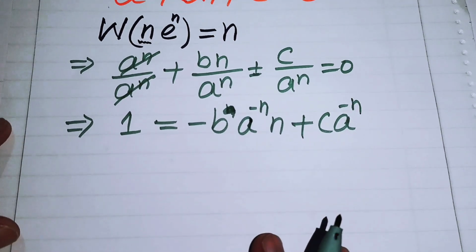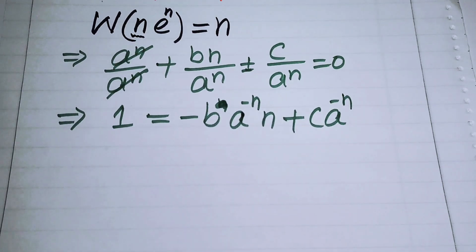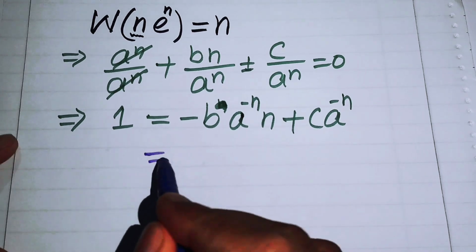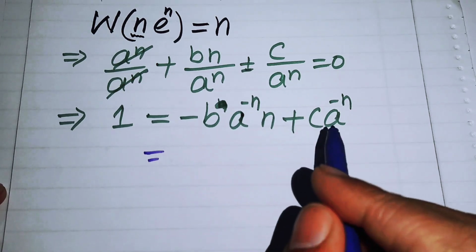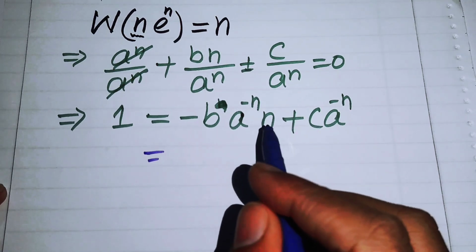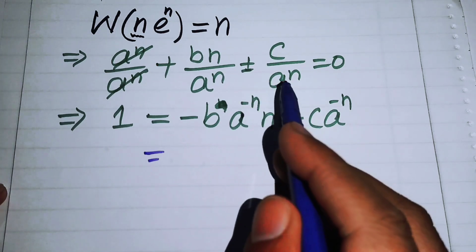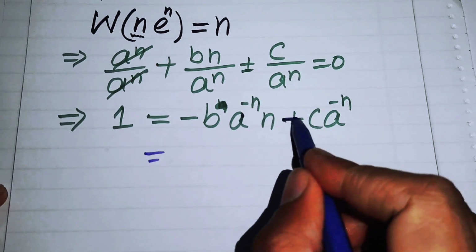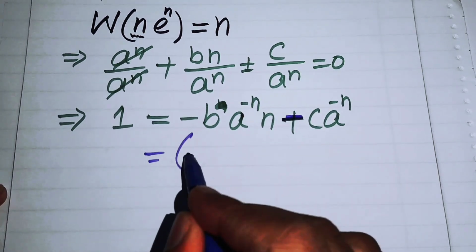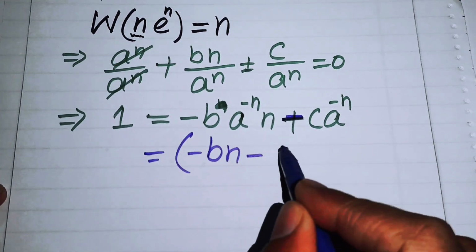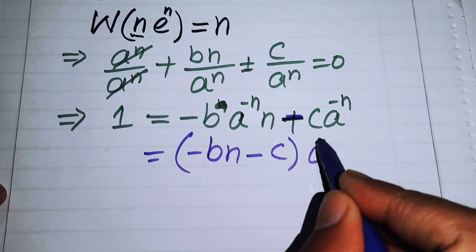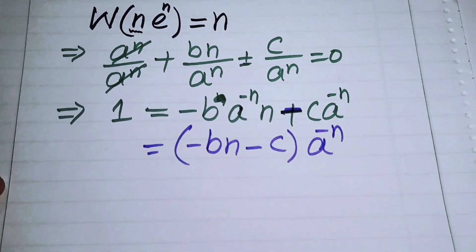And in the next step we need a little bit of simplification, and we get it in this form. We will take common minus a to the power of minus n. So when we move this plus c over a to the power of n to the right hand side, you will get that this sign is also negative. So you get here minus b times n minus c into a to the power of minus n.